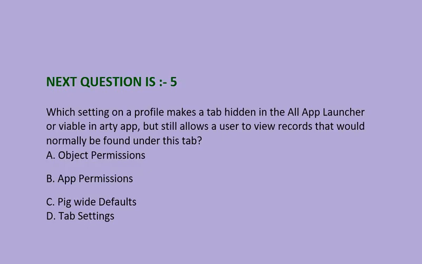Question is: Which setting on a profile makes a tab hidden in the All App Launcher or visible in the app, but still allows a user to view records that would normally be found under this tab? Option A. Object permissions. Option B. App permissions. Option C. Org-wide defaults. Option D. Tab settings. Correct answer is option D.